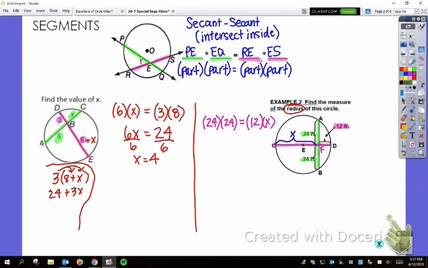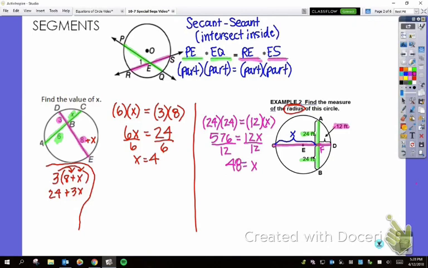So our other side of our equation would be 12 times X. Now, to find the radius, we first have to find the diameter, which means we have to find that missing piece, that X, first. So we're going to say 24 times 24 gives you 576. 12 times X is 12X. We're going to divide by 12, and we're going to end up with X equals 48.